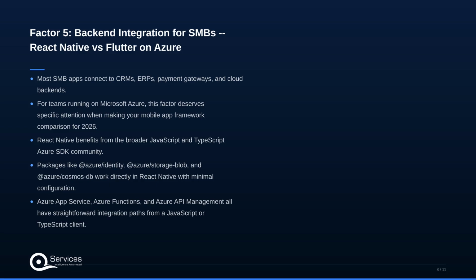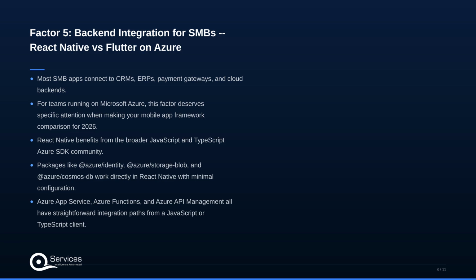Most SMB apps connect to CRMs, ERPs, payment gateways, and cloud backends. For teams running on Microsoft Azure, this factor deserves specific attention when making your mobile app framework comparison for 2026. React Native benefits from the broader JavaScript and TypeScript Azure SDK community. Packages work directly in React Native with minimal configuration. Azure App Service, Azure Functions, and Azure API Management all have straightforward integration paths from a JavaScript or TypeScript client.